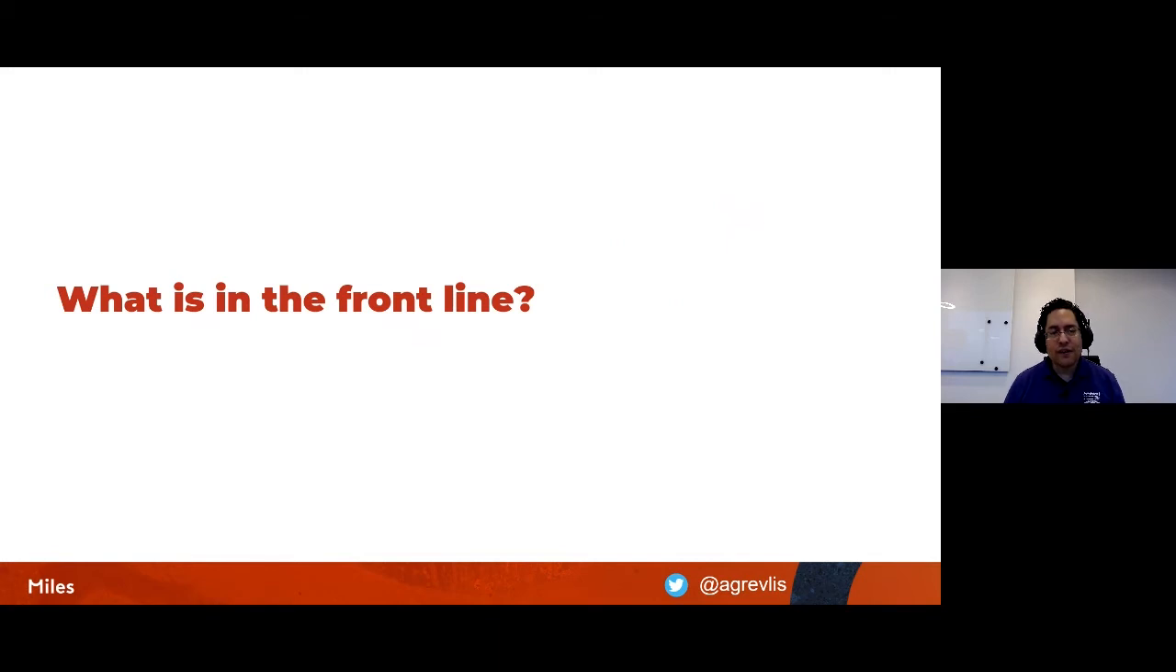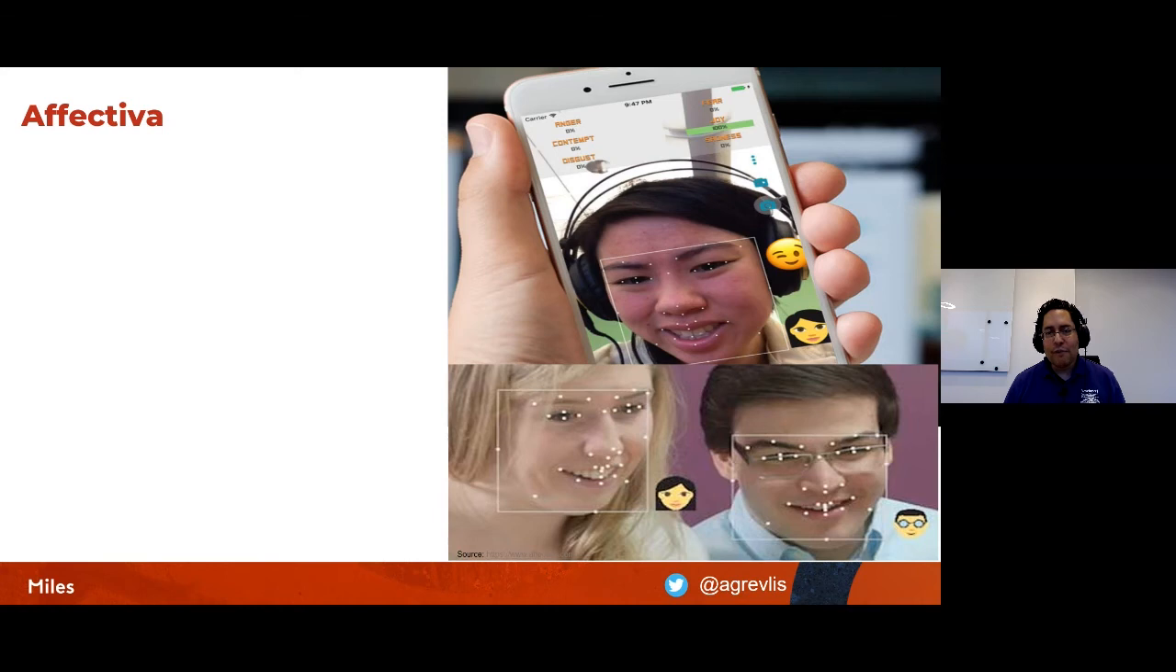So I would like to take an example here of what is in the front line. There's a company called Affectiva that stems from the MIT Media Lab. And what they say is that they have the world's largest emotion database. So they have 6 million faces across 87 countries. And what they do is they offer an emotion SDK and API so that we as developers can integrate their technology in our own products.